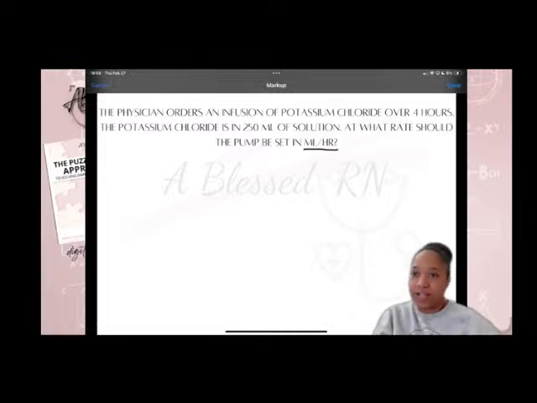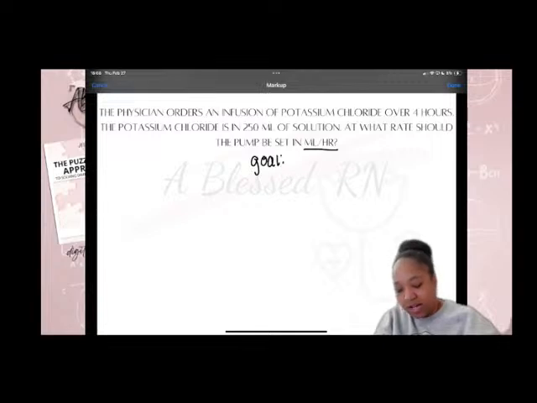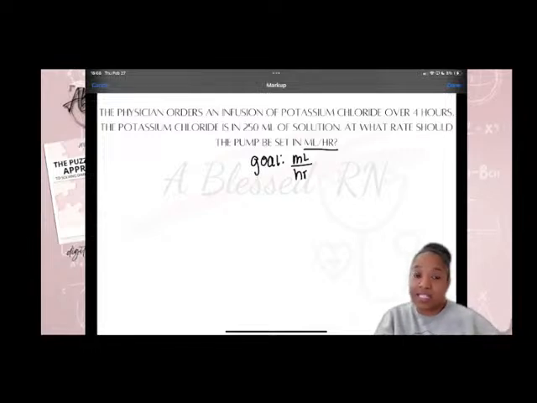Okay, so we read the problem. That's the first thing that we're going to do for all these problems. We're going to read it. Then we're going to find out what this is asking us to solve for. So this says milliliters per hour, right? So that is our goal. So from now on, we're not doing math. We're going to be solving puzzles, and we're going to be putting puzzle pieces together.